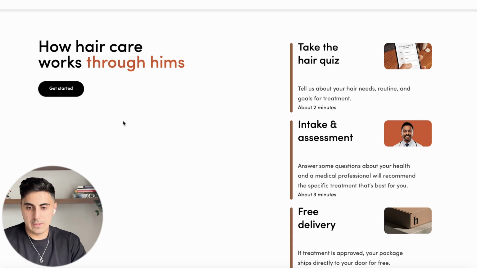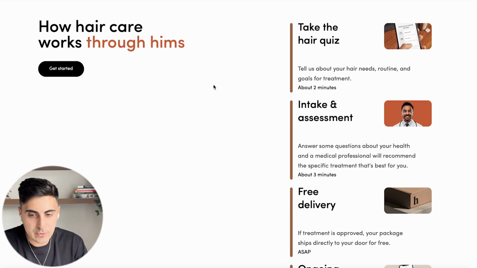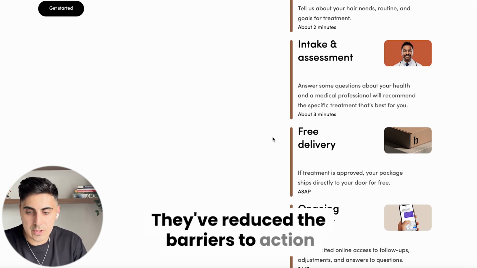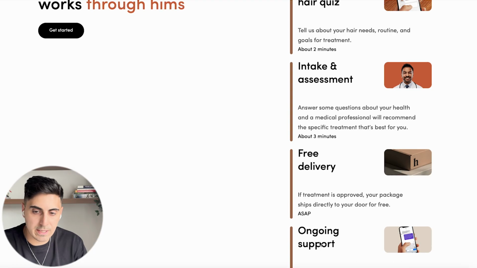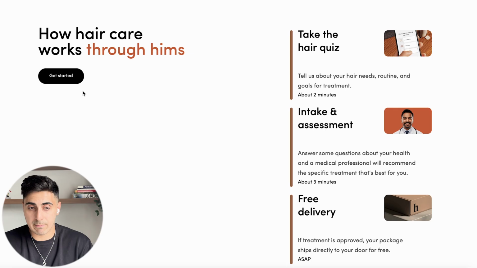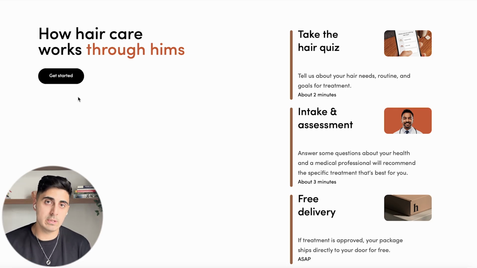How hair care works through Hims. They've said, take the hair quiz. Again, an initial entry into their funnel, intake and assessment, free delivery, ongoing support. Again, they've reduced the barriers to action, increased trust by saying we're around leaders. And the first step into their funnel is not about add to cart. It's not about buy now. It's take the quiz. Let's see where you are right now in your hair loss journey. And notice how the CTAs are not, again, add to cart, buy now, get my stuff. It's get started. The CTA is a softer action, a smaller commitment they're asking somebody to take who might be nervous about medicinal products or over-the-counter medicine online. Just take the quiz and get started.